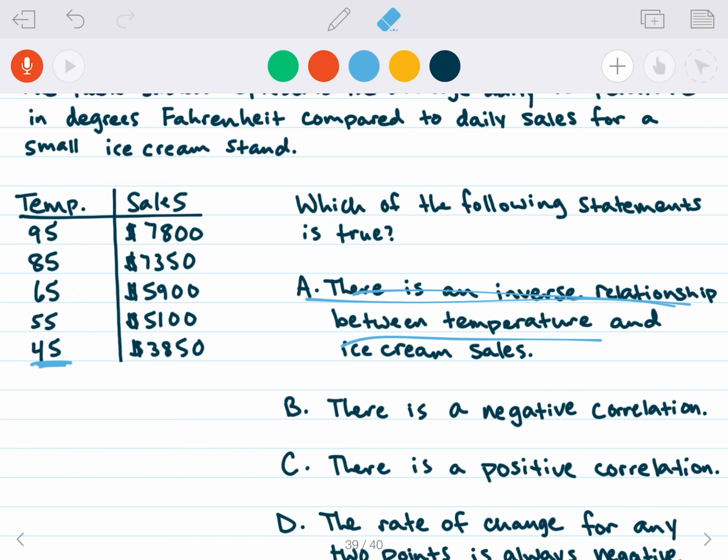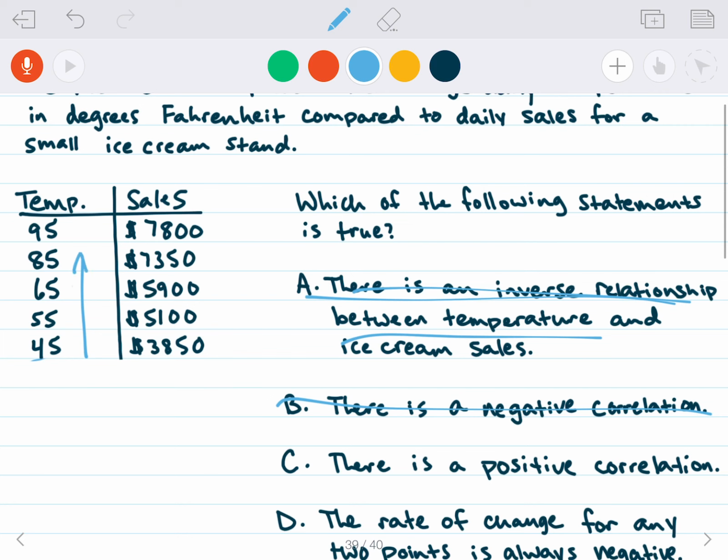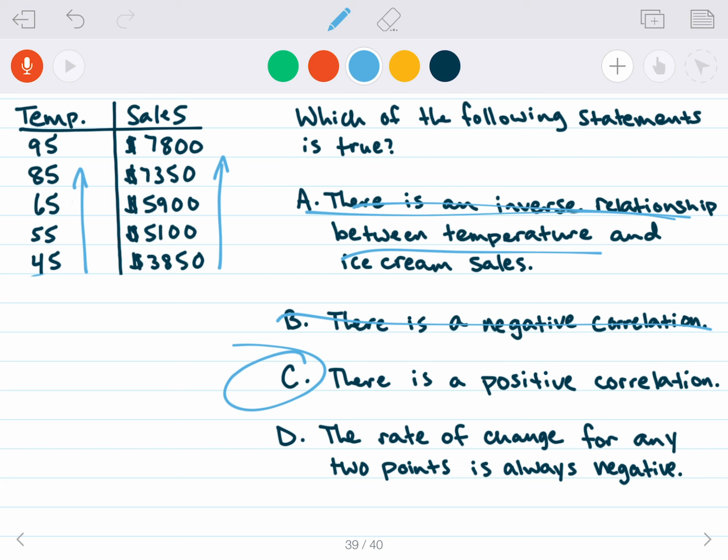Let's look at the next one. There is a negative correlation. Well, that's not true either, because again, as temperatures go up, sales go up too. So that's not true. But part C is true. As temperatures go up, sales go up. That's positive correlation. And then the rate of change for any two points is always negative. That's going to be no. That's if we had a negative slope here. But we know that we have positive correlation, so that is not going to be true.